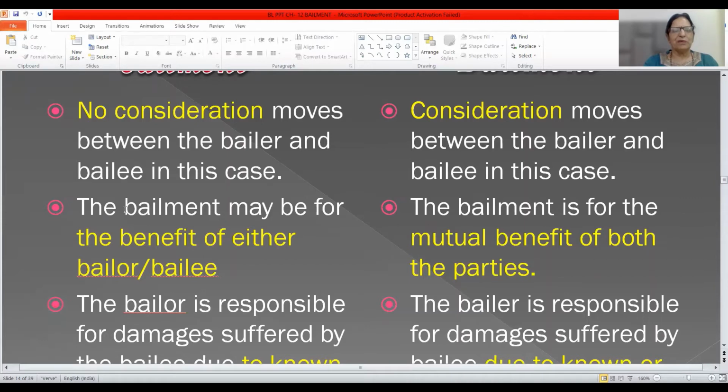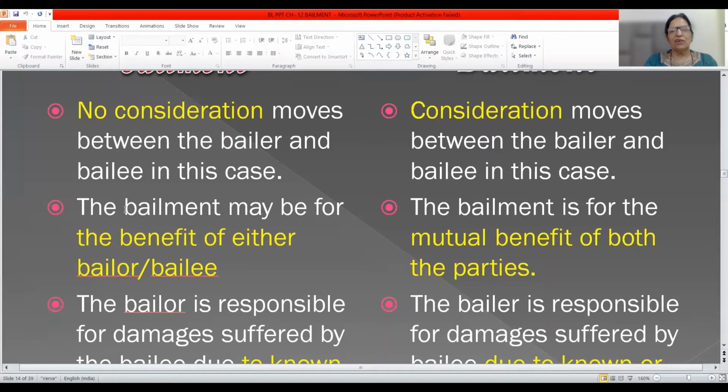Now, bailor is responsible for the known defects only in case of gratuitous bailment, the defects of which he is aware. If he knows that his carriage is unsafe, and by using that unsafe carriage the bailee suffers a certain amount of loss, then in that case he has to compensate the bailee for the loss. But if he himself doesn't know whether the carriage is safe or not, then whatever loss is suffered by the bailee, he will not be under obligation to compensate the bailee for the loss. So friends, we can say bailor is liable for known defects only.